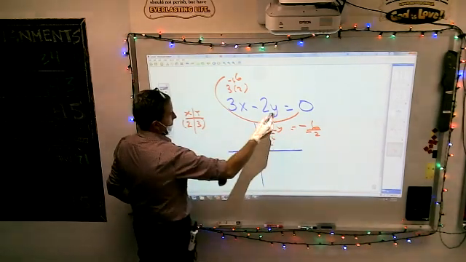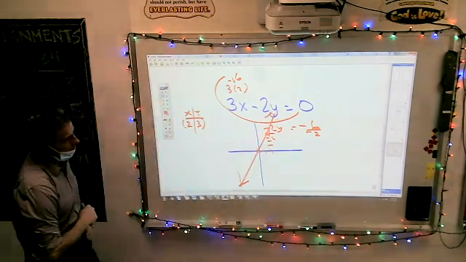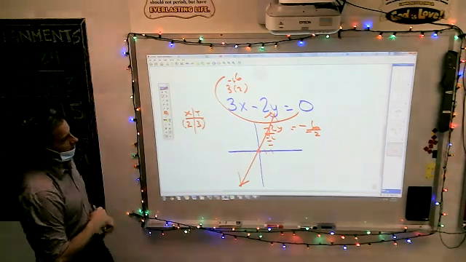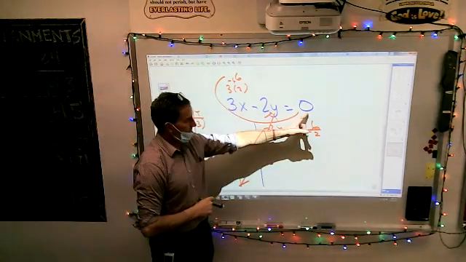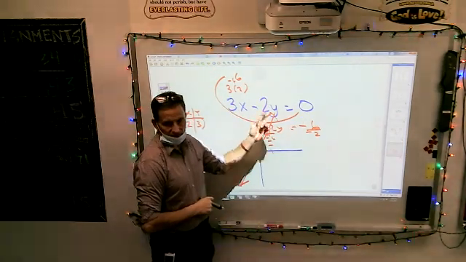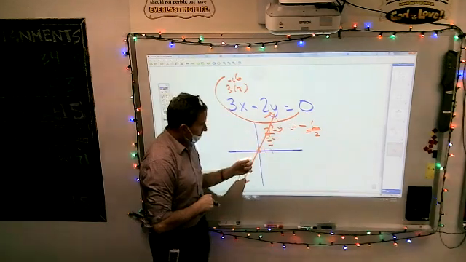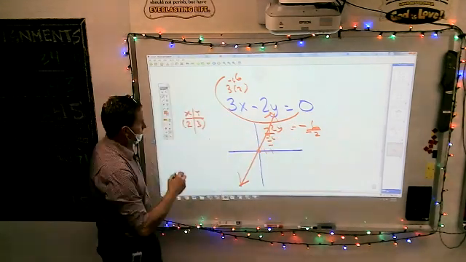Negative 3. Yeah, negative 3. No, they were both negative. When I moved that 6 over there, it became negative, and I had to divide it by a negative. Negative divided by negative is positive 3.